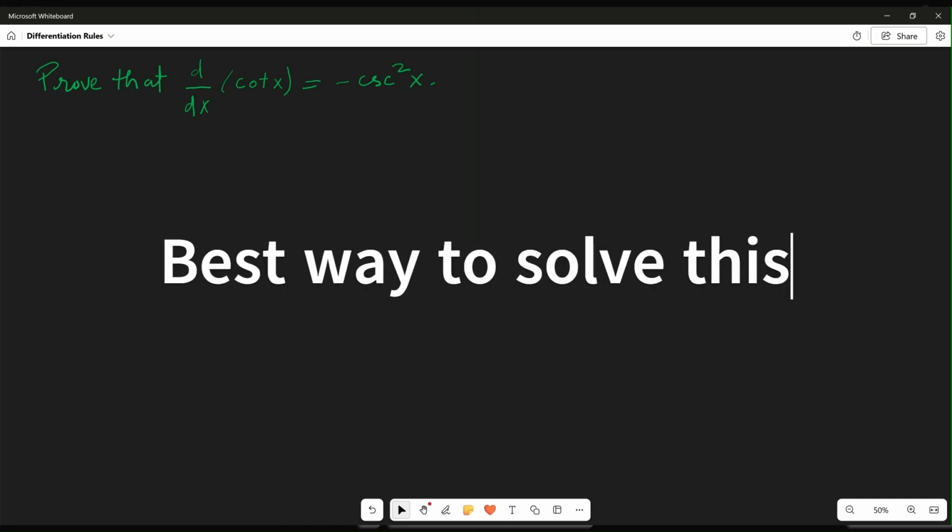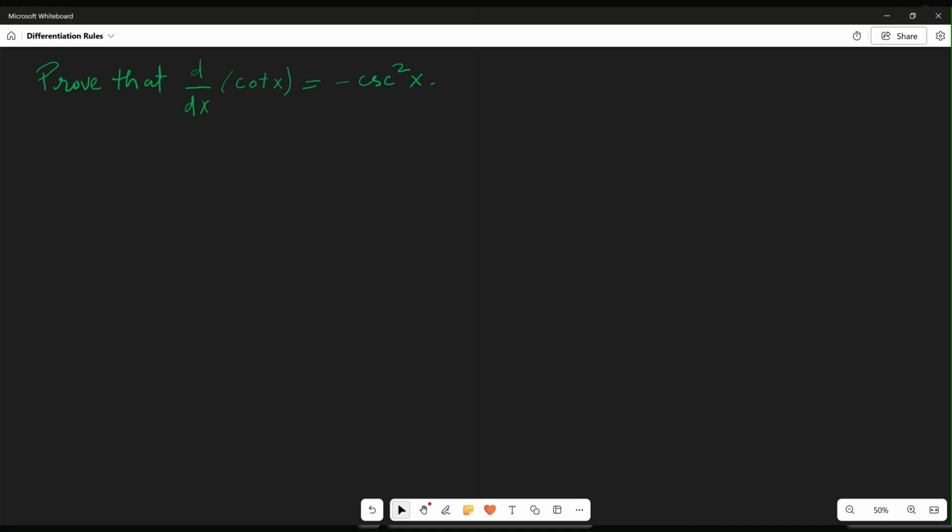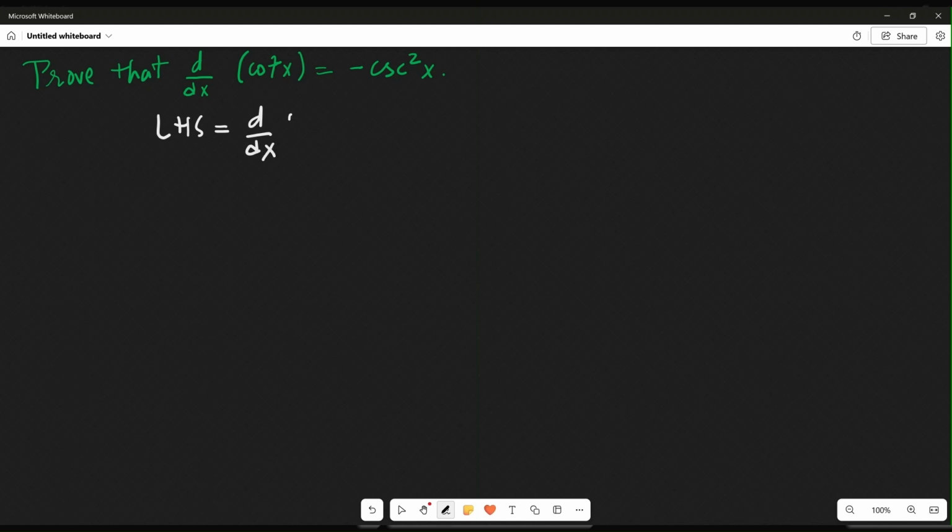Let's find out why the derivative of cot x is equal to negative cosecant square x. These proofs are also part of exercise 3.3 in the calculus book. So let's get started. The left hand side is the derivative of cot x, and we are trying to prove that it is equal to the right hand side, which is negative cosecant square x.